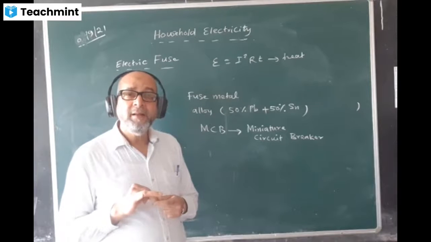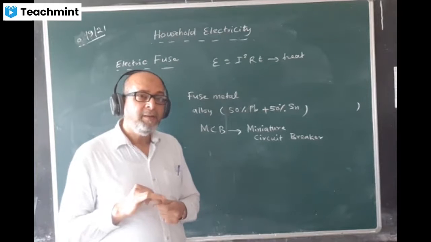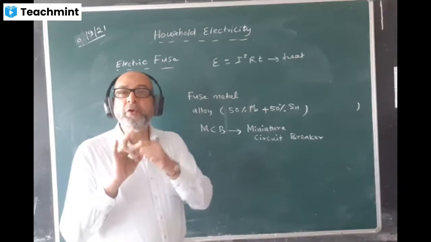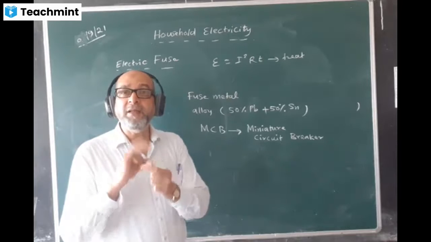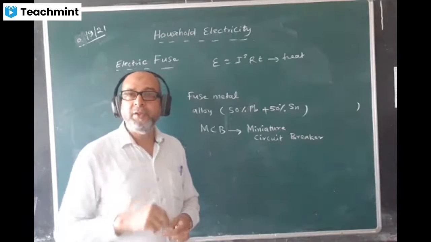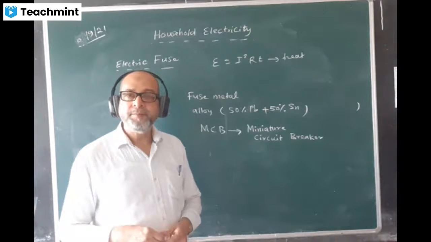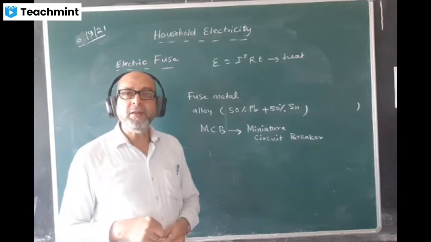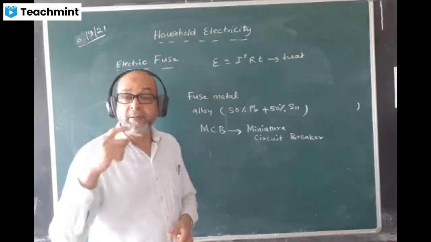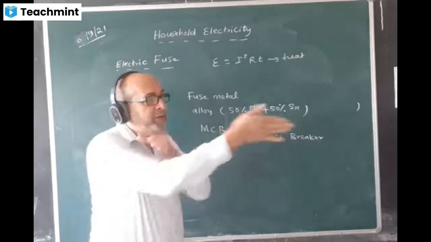Which wire? Live wire, neutral wire, and earth wire. There are three types of wire. Okay, live, neutral, and earth. Earthing wire, which is connected to the earth. So fuse is always connected in series with the live wire, always. Because through the live wire only the current enters.